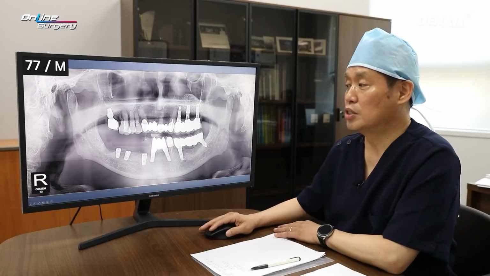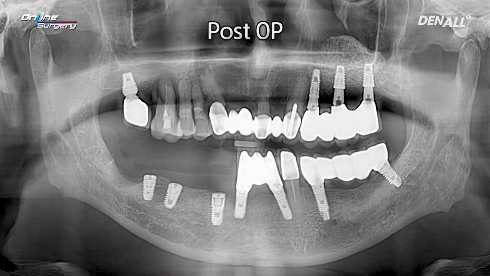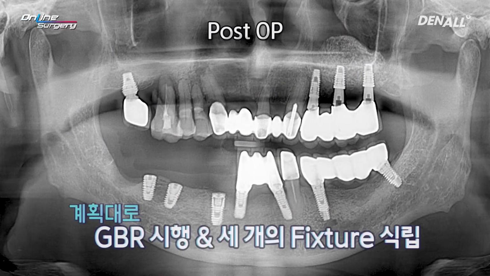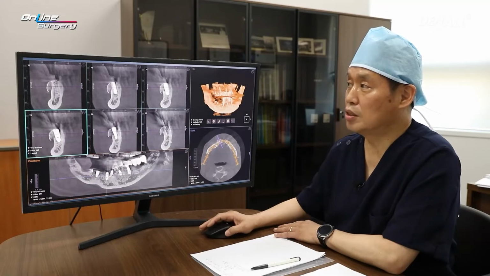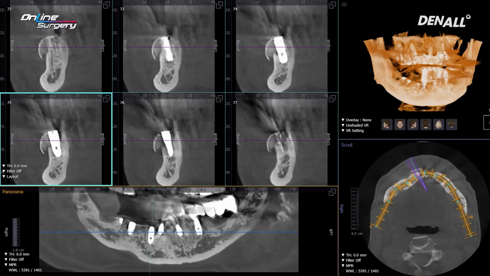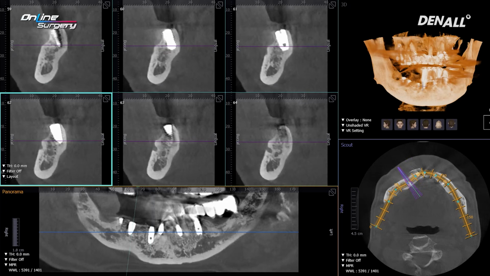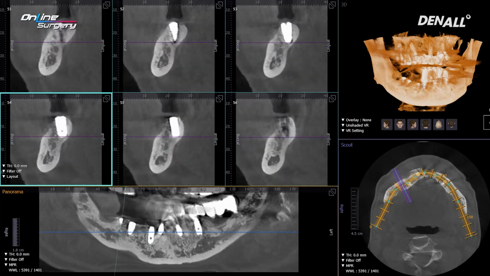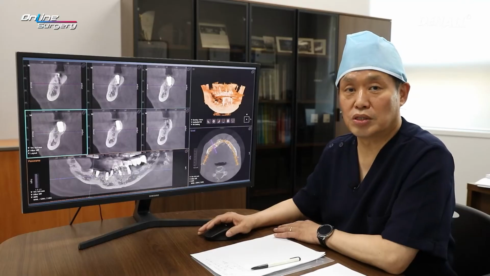This is the post-op panoramic X-ray image, and as mentioned, on the canine, an implant was placed and GBR was done, and 2 implants were placed in number 5 and 6. If you look at the post-op CT, after implant placement on the canine using OssBuilder, GBR was done, and you can see that here. And as shown, number 5 and number 6 implants were placed. Let's take a look at the surgery.